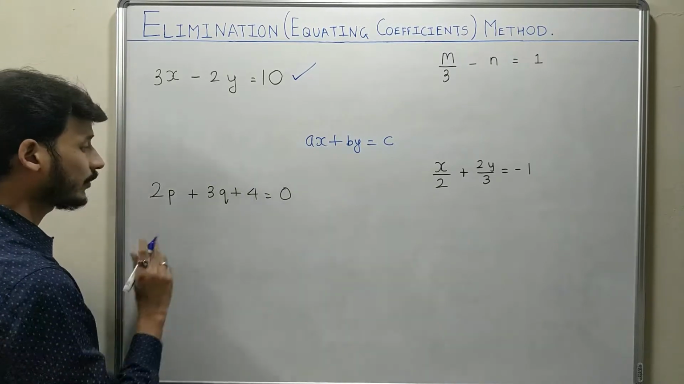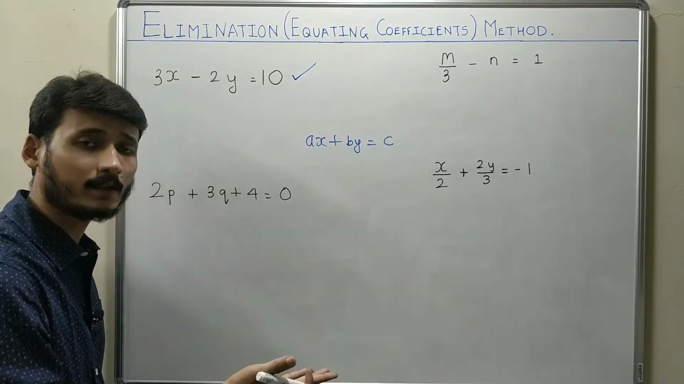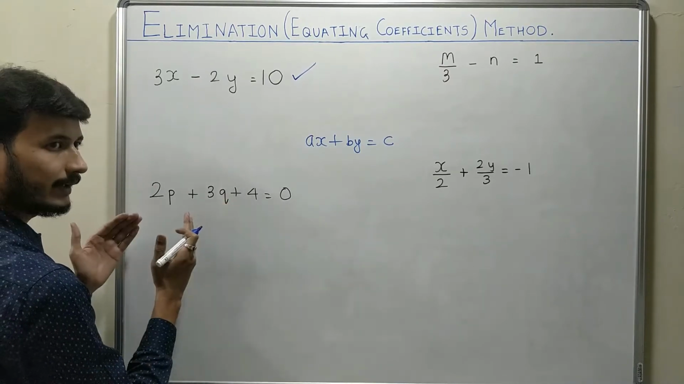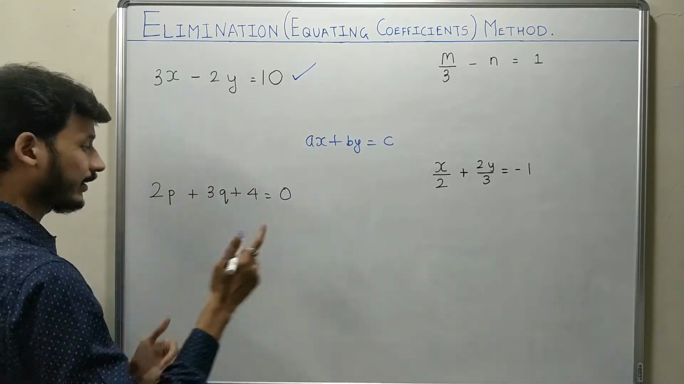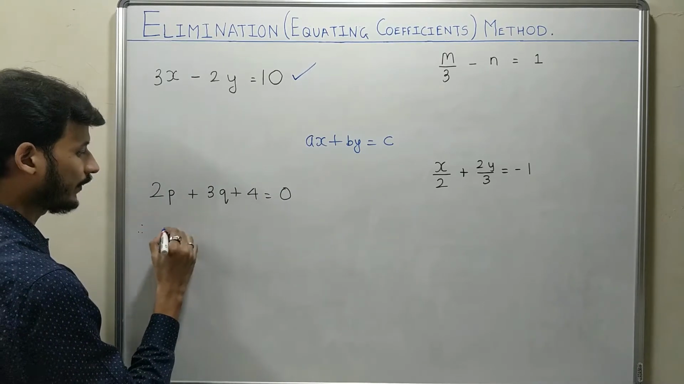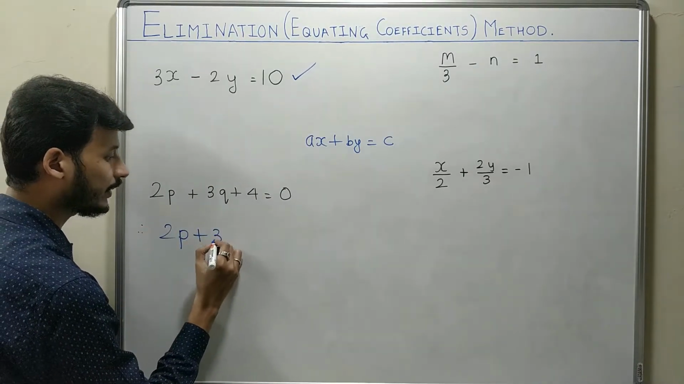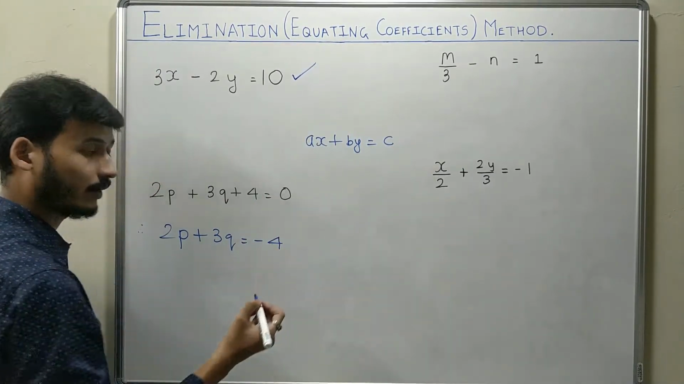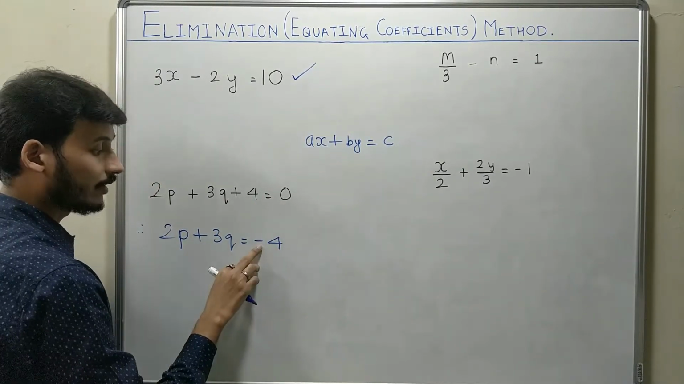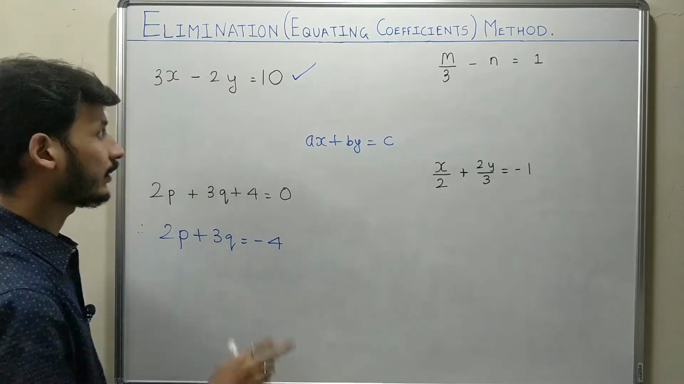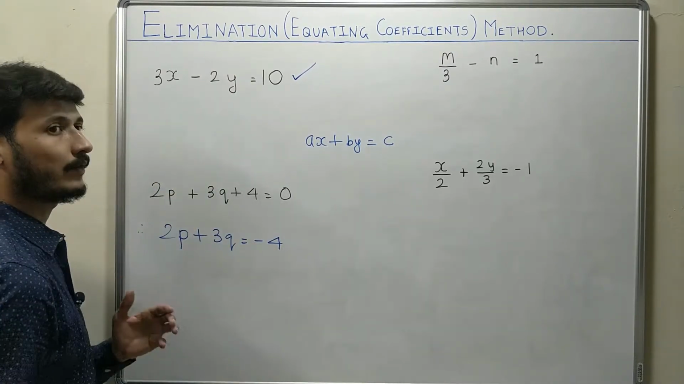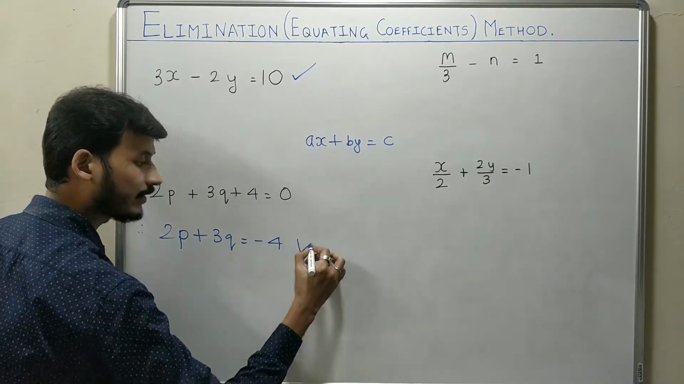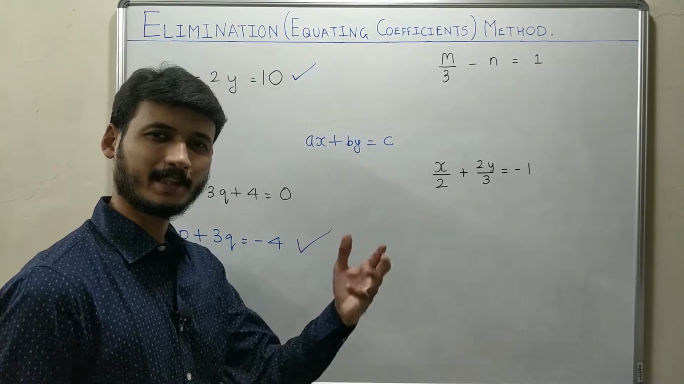The second equation we have taken is 2p plus 3q plus 4 is equal to 0. Here the variables are p and q. Variables must be on the left hand side and the constant must be on the right hand side. So it's not in that form, and we'll have to bring it. So it's 2p plus 3q is equal to 0 minus 4, that is minus 4. Again, I repeat, plus or minus sign is okay, doesn't matter. Here also there was a minus sign. But what we are checking is variables on the left hand side and constant on the right hand side. So now it is in this form.